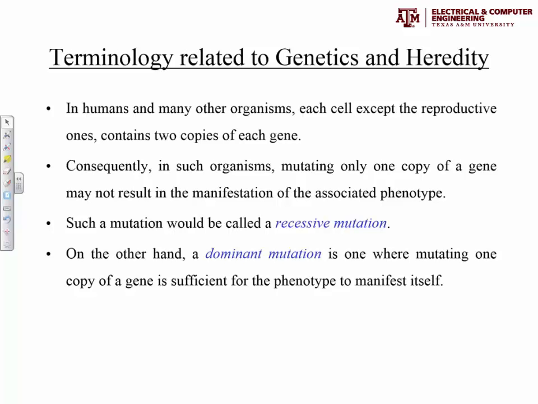But anyway, a mutation where you need both copies of the gene to be dysfunctional in order to see the effect is called a recessive mutation. On the other hand, a dominant mutation is one where mutating 1 copy of a gene is sufficient for the phenotype to manifest itself. The dominant mutation is like the accelerator in a car. You need 1 accelerator, you press on it, the car will go. Whereas the recessive mutation, you can think of it as the brakes. In a car, you have the handbrake and the foot brake. If one of them is active, unless both of them fail, you're not in trouble.